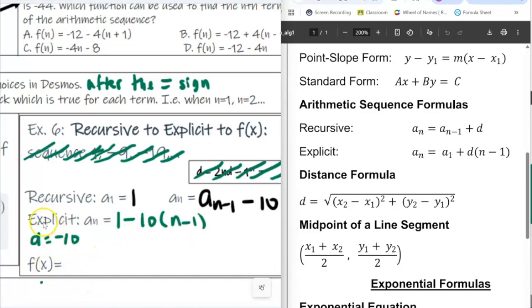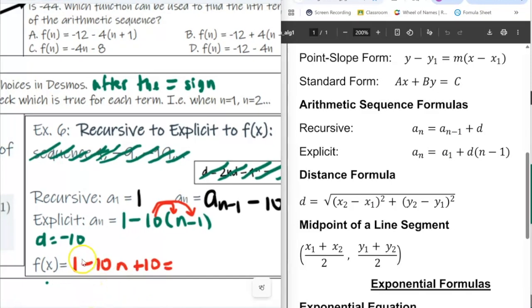Okay, so if this is from explicit into function notation, what you're going to do is distribute into the parentheses. So -10 times n. So I'm going to write this out right here. So I'm going to start off with 1. -10 times n is -10n. All right, and then the final step is also to distribute the -10 in here again. So I have -10 times -1, which is +10.